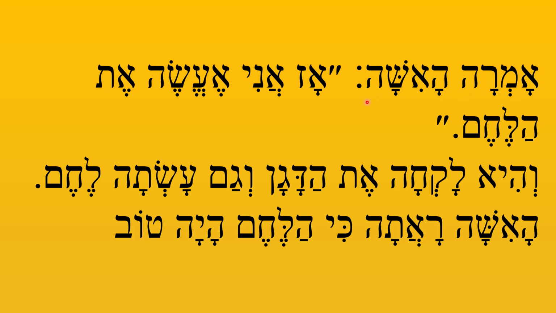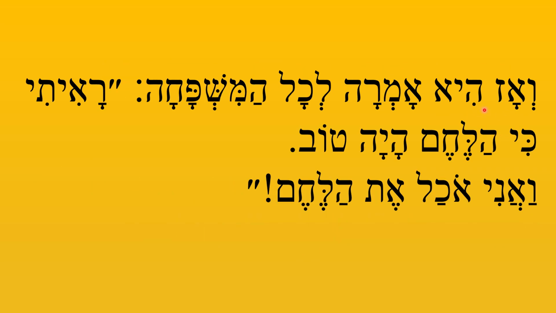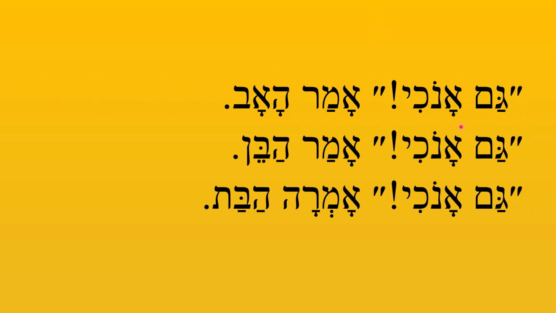אמרה האישה, אז אני אעשה את הלחם. והיא לקחה את הדגן וגם עשתה לחם. האישה ראתה כי הלחם היה טוב. ואז היא אמרה לכל המשפחה, ראיתי כי הלחם היה טוב, ואני אוכל את הלחם. גם אנוכי, אמר האב, גם אנוכי, אמר הבן, גם אנוכי, אמרה הבת.